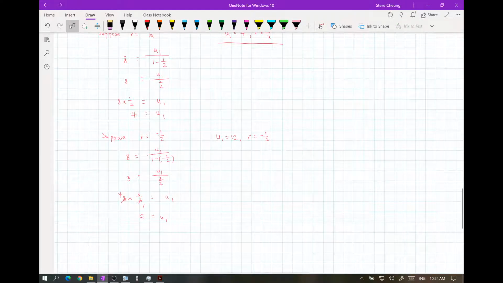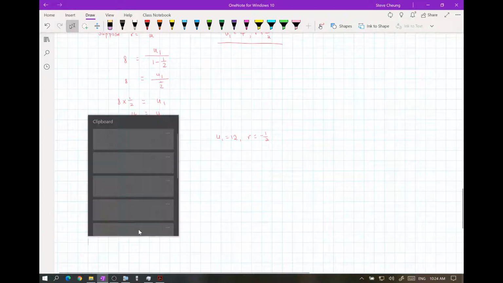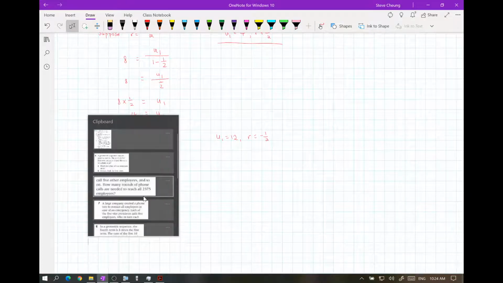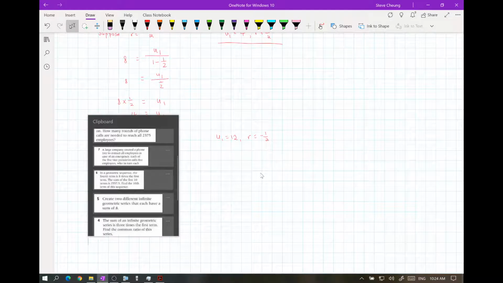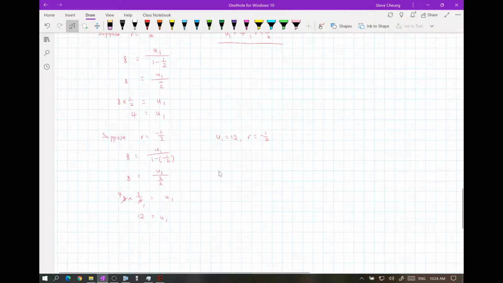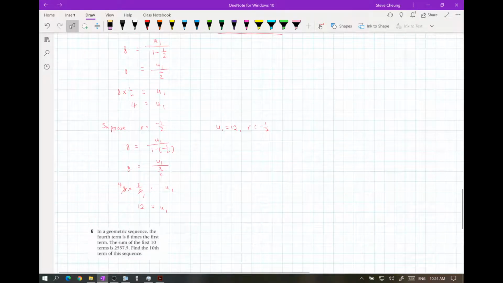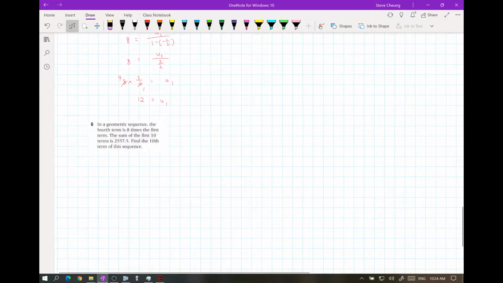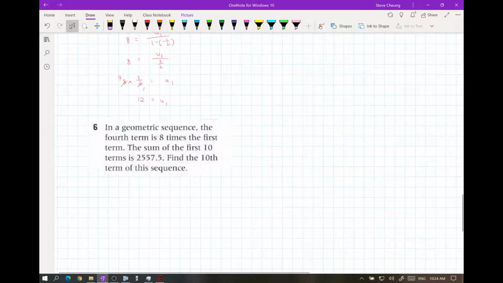Now, which question are we on? We should be on 6. We have a geometric sequence. Fourth term is 8. Sum of the first 10 terms is 2557.5. We want to find the 10th term.